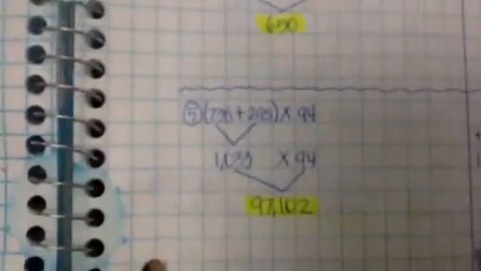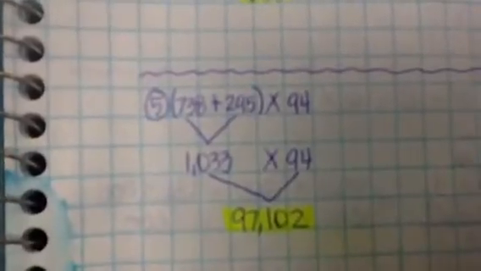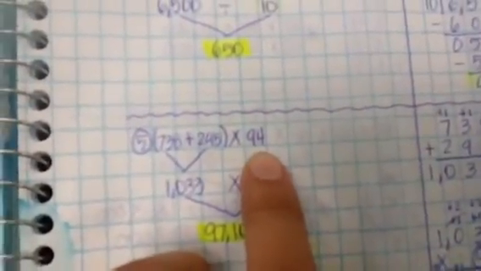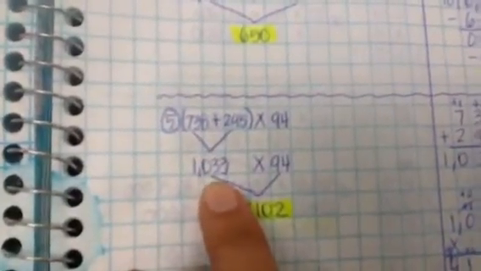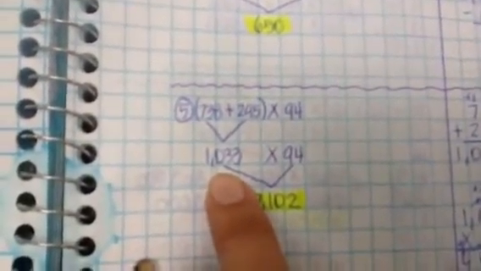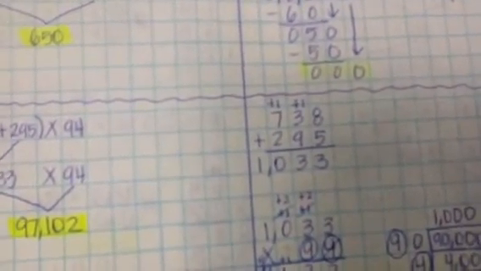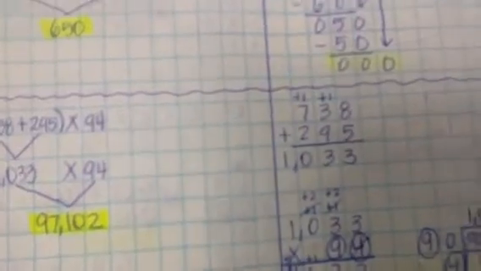All right, moving on to number 5. We have 738 plus 295, in parentheses, times 94. I'm going to add what's in the parentheses first, and I got 1,033, and here's my work for that. Make sure you're adding correctly. Make sure you carry over if you need to, if it goes to the next place. Some of you are forgetting to do that. Like I said, don't just copy my answers.